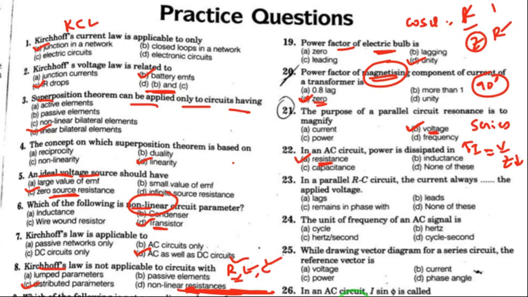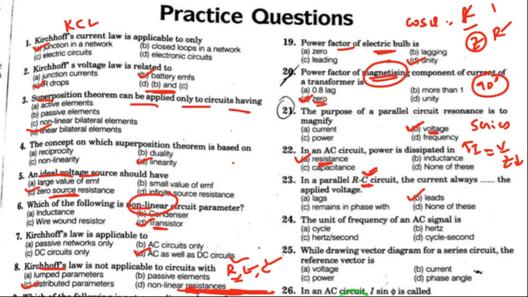Next. In a parallel RC circuit, the current always dash the applied voltage. In case of a parallel RC circuit, you see, it is a capacitor circuit, right? In case of a capacitor, what happens? Current leads the voltage. So B is the correct answer.